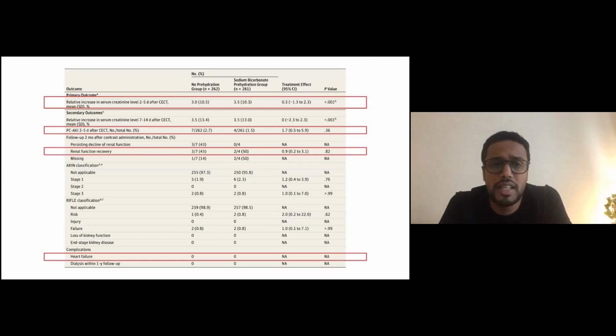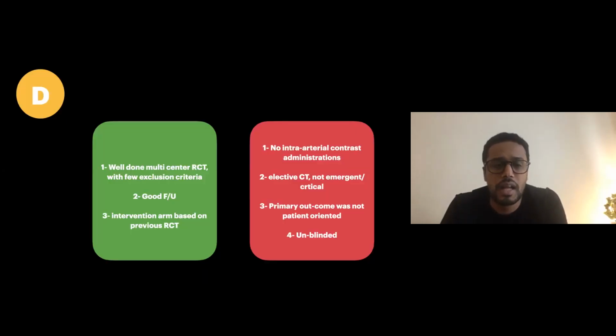As we can see, 43% in the no prehydration group had a renal recovery in 2 months, and 50% had a renal recovery in 2 months in the sodium bicarbonate group. And there was no incident of heart failure reported. Now, what I like about this study is that it was a well-done RCT with a few exclusion criteria. They had a good follow-up, and the intervention arm was based on a previous meta-analysis looking at sodium bicarbonate as an agent to be used as a prehydration in chronic kidney disease to prevent post-contrast acute kidney injury.